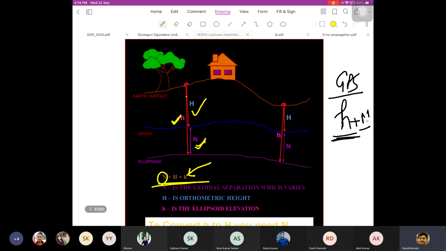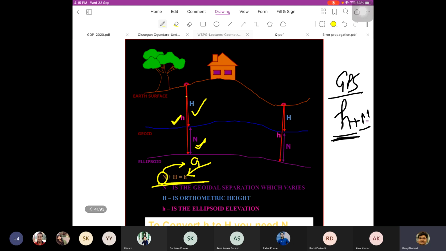And this N would come from the gravitational potential models, or gravity models, or a global geoid model. If this model is available, that means the undulation would be available. And if the undulation is available, you can add or subtract it from the ellipsoidal height. What you will get is the orthometric height, that means the height above mean sea level, to start your work from day one. That is the vision which we in Geo-Informatics are working for.